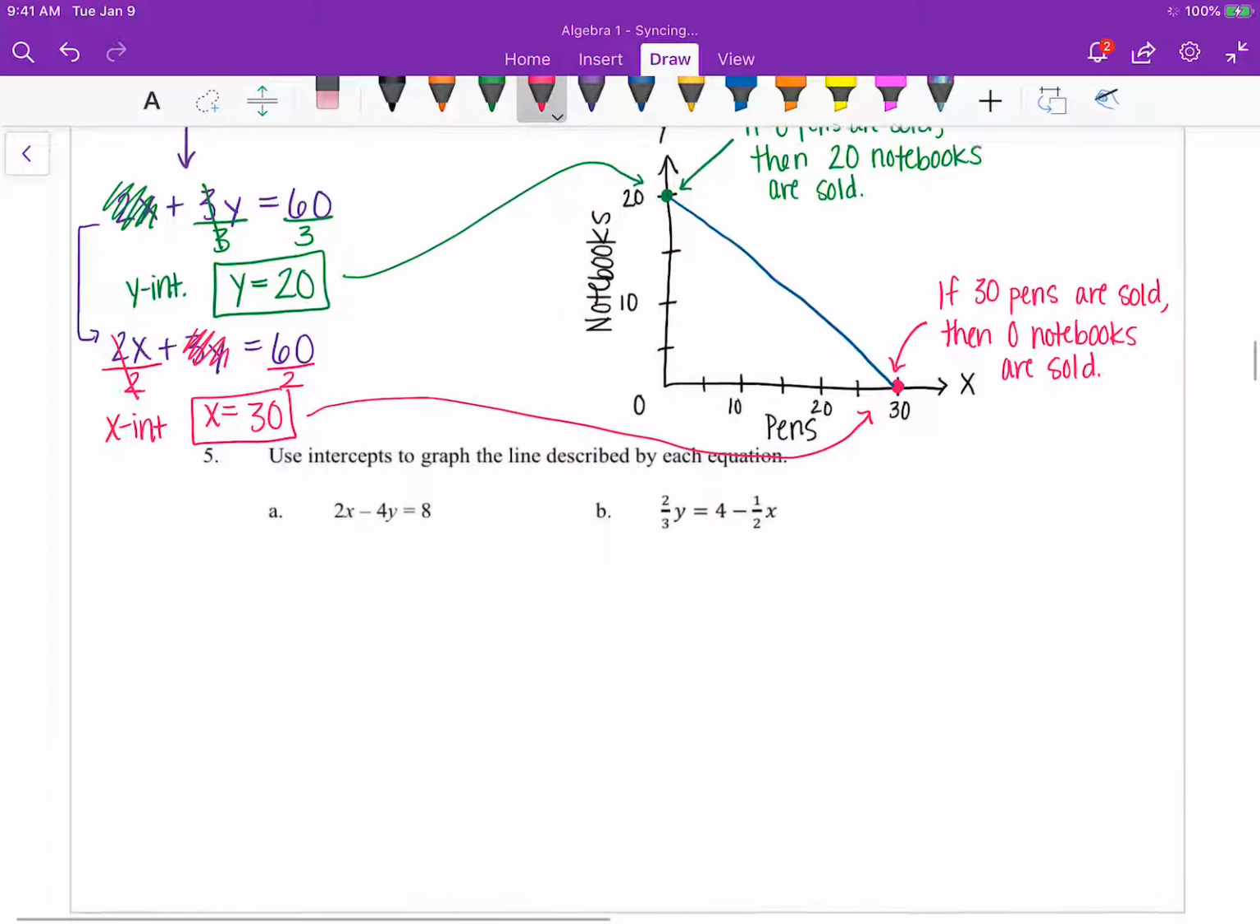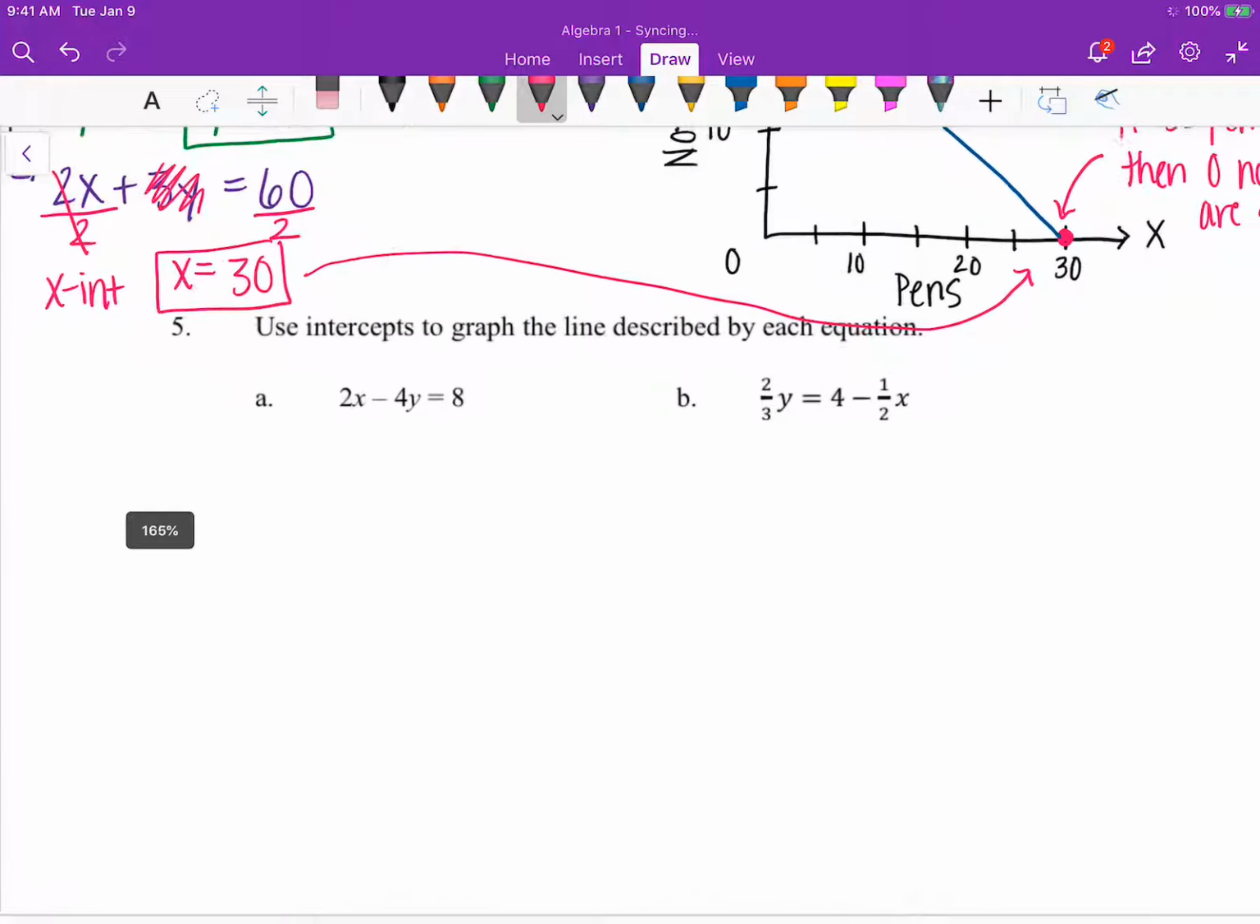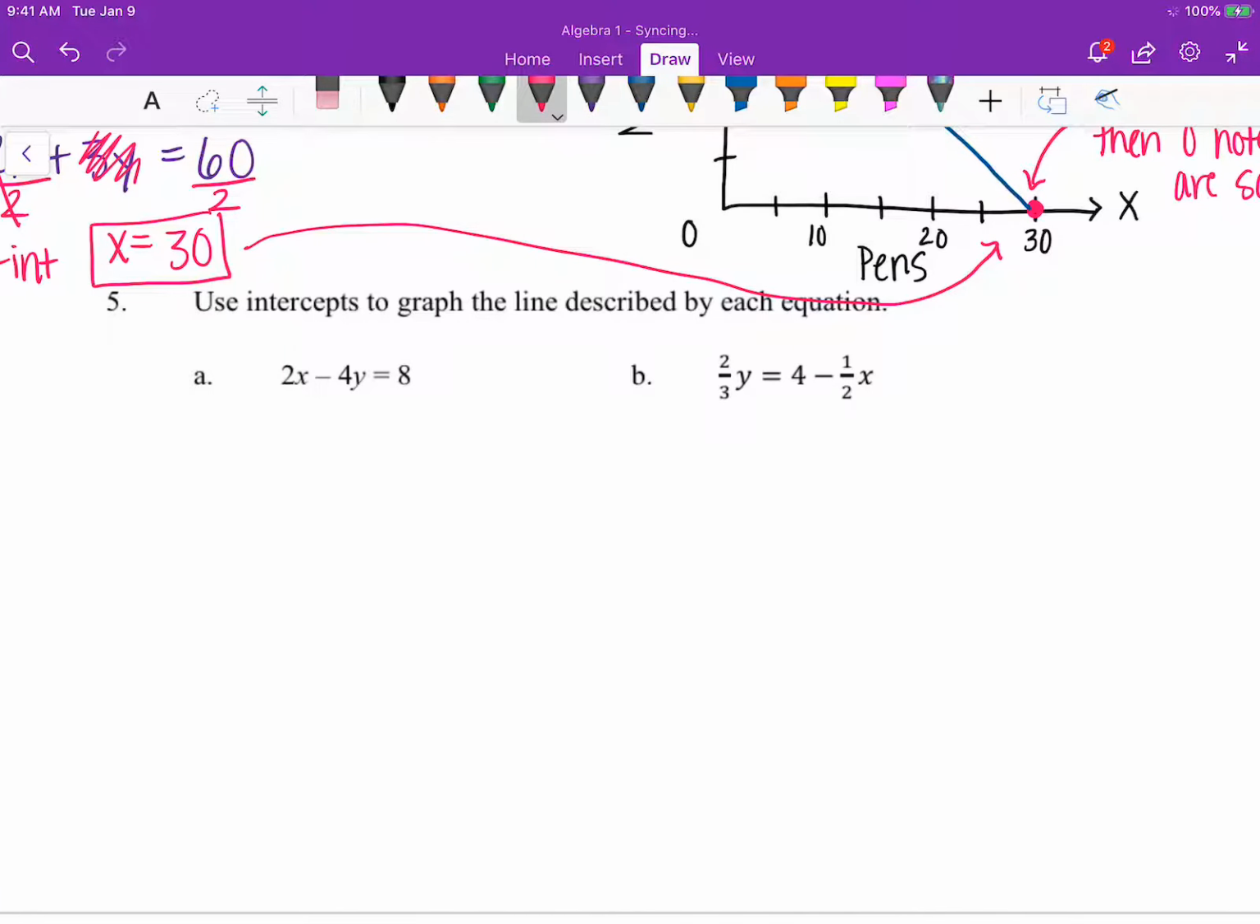All right, last problem here, guys, then I'll set you free. Number 5 says use the intercepts to graph the line described by each equation. And we just need to find the intercepts to graph it. Okay, so the nice part is part A is in standard form already, so that's really, really nice. I'm going to even write a little note here that says standard form, because when it's already like that, this makes it so much nicer for you.